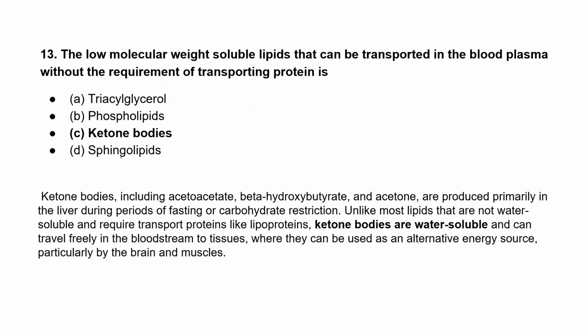Okay. So the right answer for this question is ketone bodies, including acetoacetate. Ketone bodies are very small in weight, so they can move freely without the help of any transporting proteins. These are very low molecular weight soluble lipids. Examples of ketone bodies are acetoacetate, beta hydroxybutyrate, and acetone. All these ketone bodies are produced in the liver during fasting or during carbohydrate restriction.